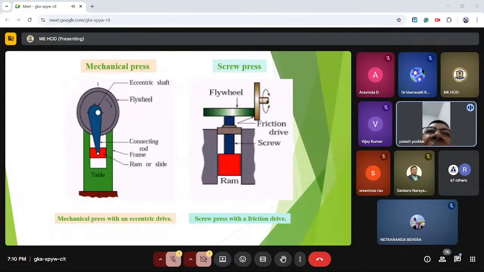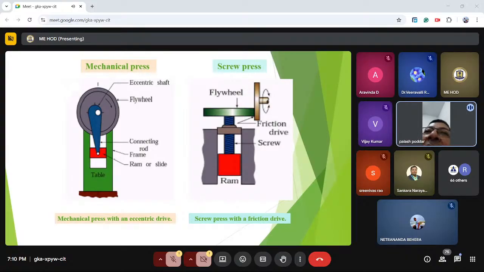There is the mechanical press. There is an eccentric shaft. This one is the eccentric shaft, and this is called the flywheel. It will rotate, and this is called the connecting rod. And this is the frame, and the ram will move up and down as the eccentric shaft rotates, and the forging will take place.